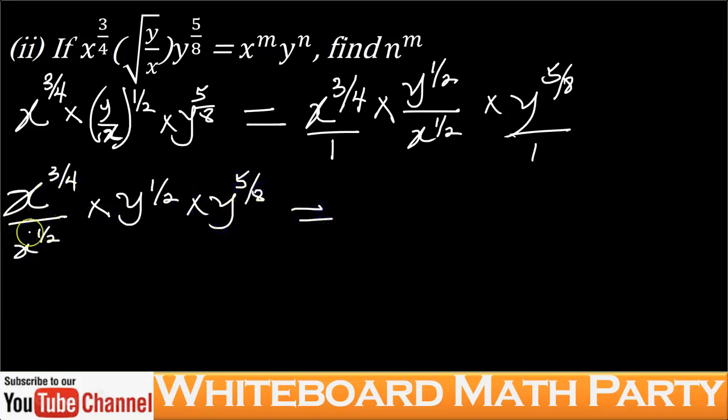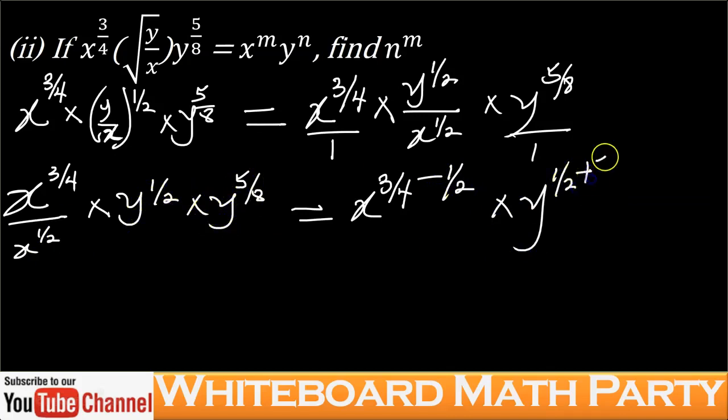Now, this is division. I'm going to apply the division rule to this part. And if I do that, it's simply going to become x to the power of 3 upon 4 divided by x raised to the power 1 upon 2. So, using the division rule, I'm going to make it minus now. We subtract the powers since the bases are the same, and multiplied by y. Here, I'm going to apply the multiplication rule. Since the bases are the same y, I just have to add the powers half and 5 upon 8.